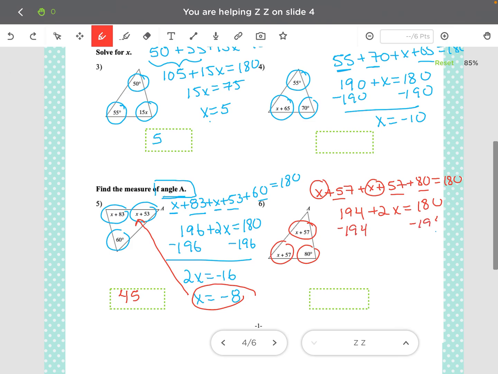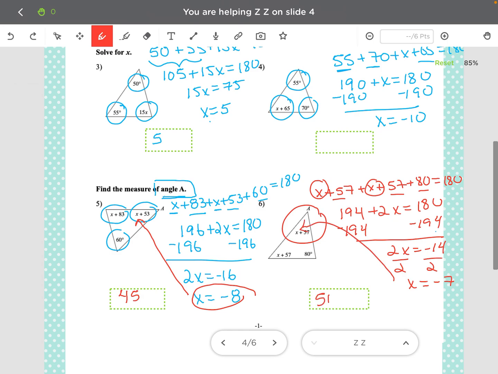Subtract the 194. 2x equals negative 14. Divide by 2, so we end up with x equals negative 7. But again, I want measure of angle A, and angle A is this one right here. So if I plug in negative 7 here, negative 7 plus 57 is 50.